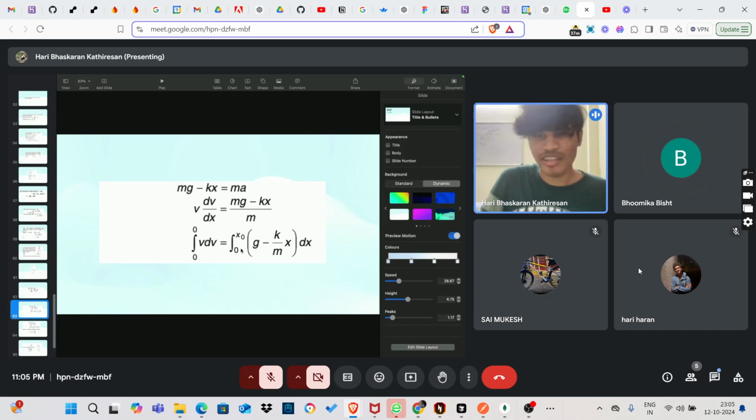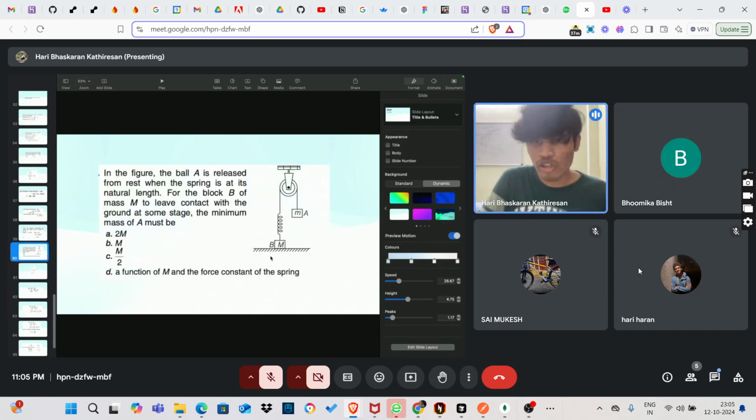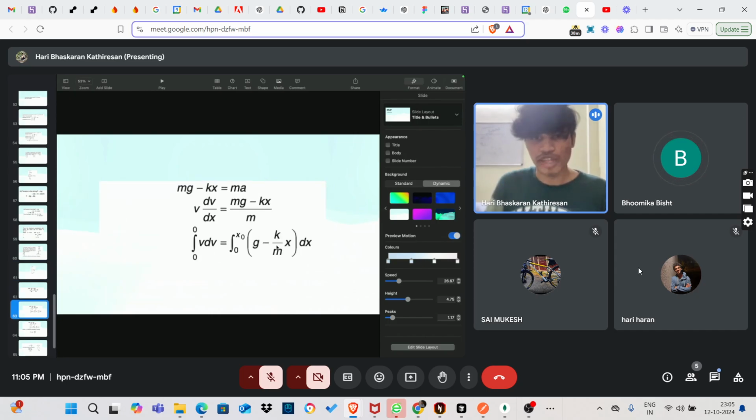This one is fine. The elongation is zero, and the maximum elongation is x naught. This part is fine. For the velocity, they took zero and zero. Why? Because the initial velocity of this block was zero, and when it just leaves the ground, I told you just now that you take the velocity zero. That's the key thing you need to understand.